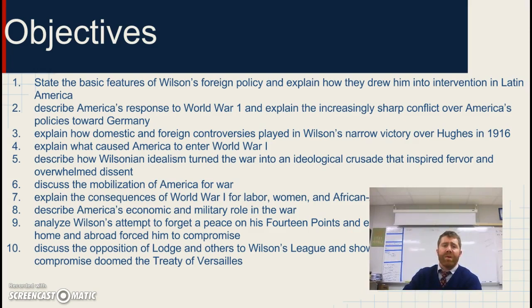We want to analyze Wilson's attempt to forge a peace on his 14 points. His peace plan to make the world safe for democracy, to make this the war to end all wars, and also to be able to explain why developments at home and abroad forced him to compromise. And last but not least, we should be able to discuss the opposition of Lodge and others to Woodrow Wilson's League of Nations and show how Wilson's refusal to compromise doomed the Treaty of Versailles.